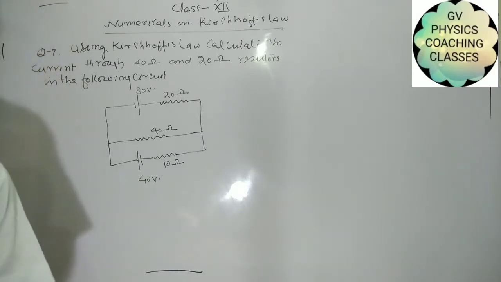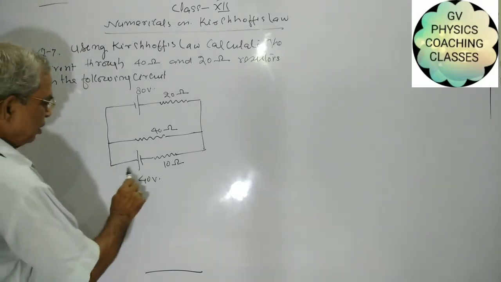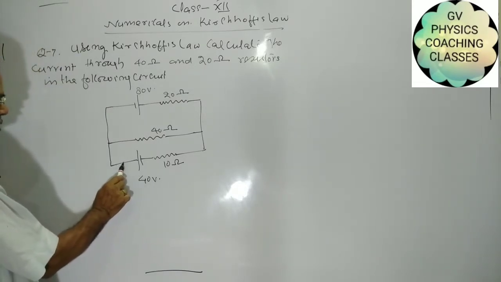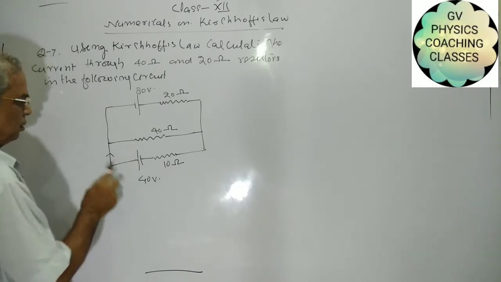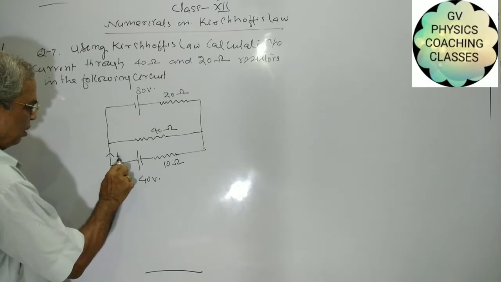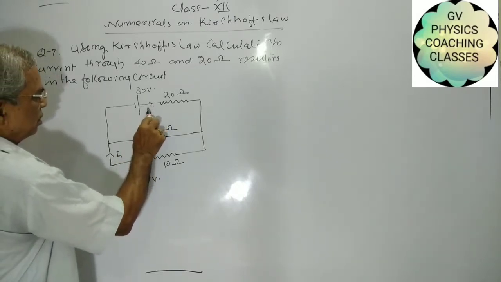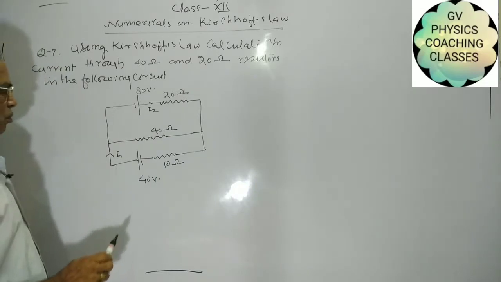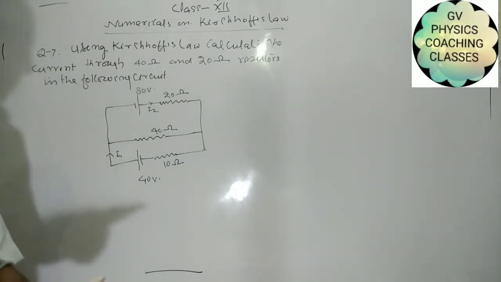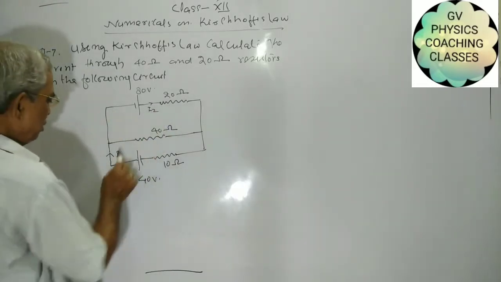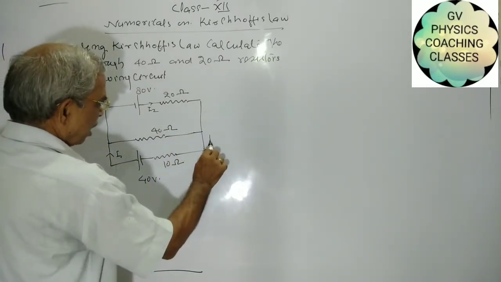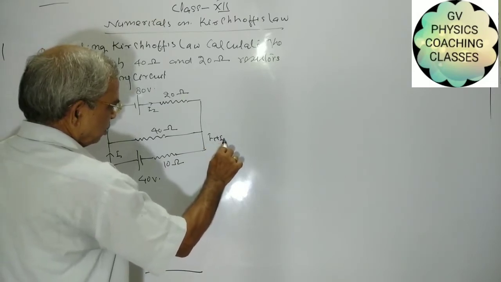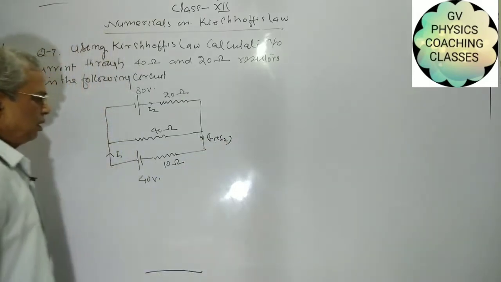Now, the current due to this cell I1 or due to this cell I2. So in the circuit what is given? This current is I2, this current is I1. Consider here I1 plus I2.